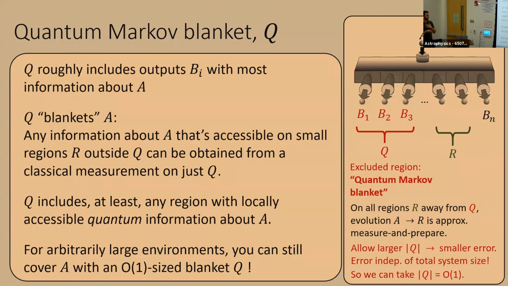And the neat thing is that no matter how big your spin chain is, you have this order 1 size blanket that contains, in a sense, all of the information about A.